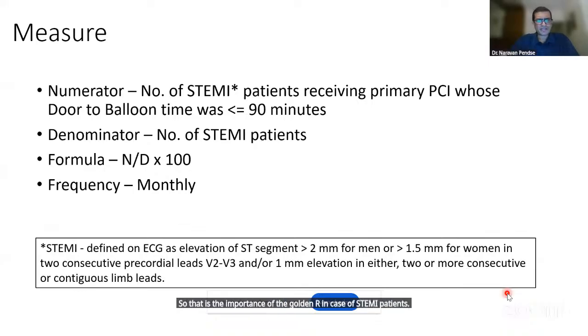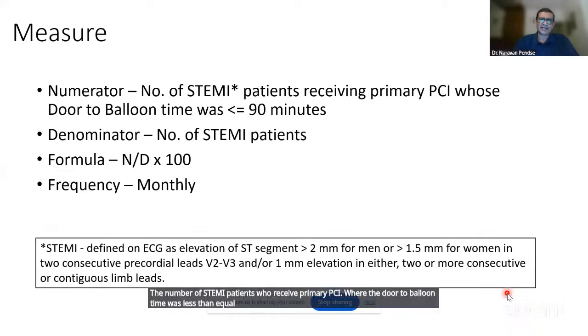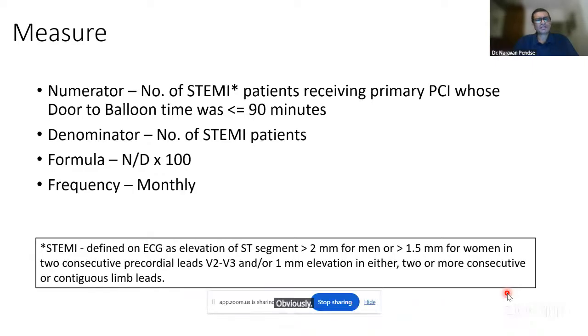So what is this measure about? It is the number of STEMI patients. The numerator is the number of STEMI patients who receive primary PCI where the door to balloon time was less than or equal to 90 minutes. Obviously, what would be the denominator?